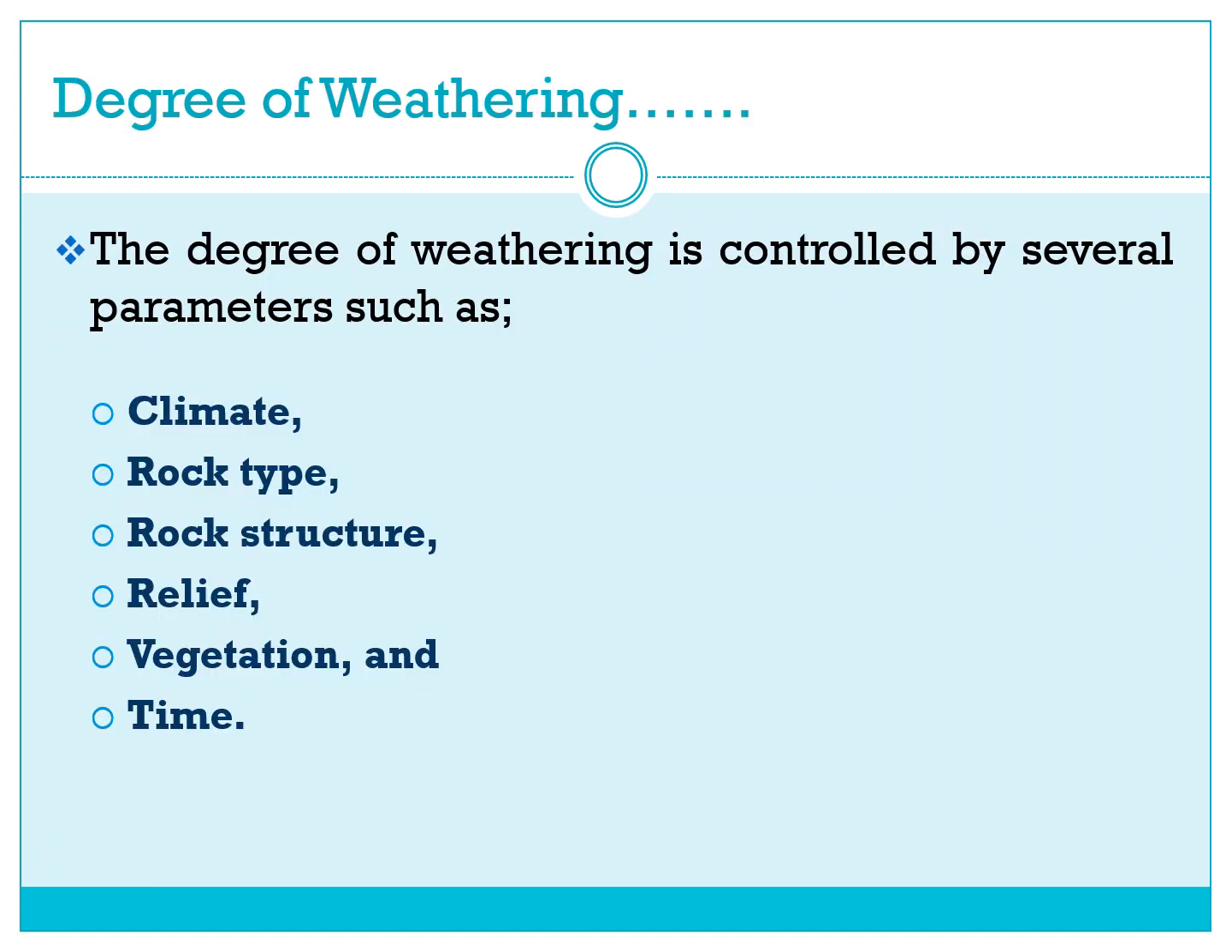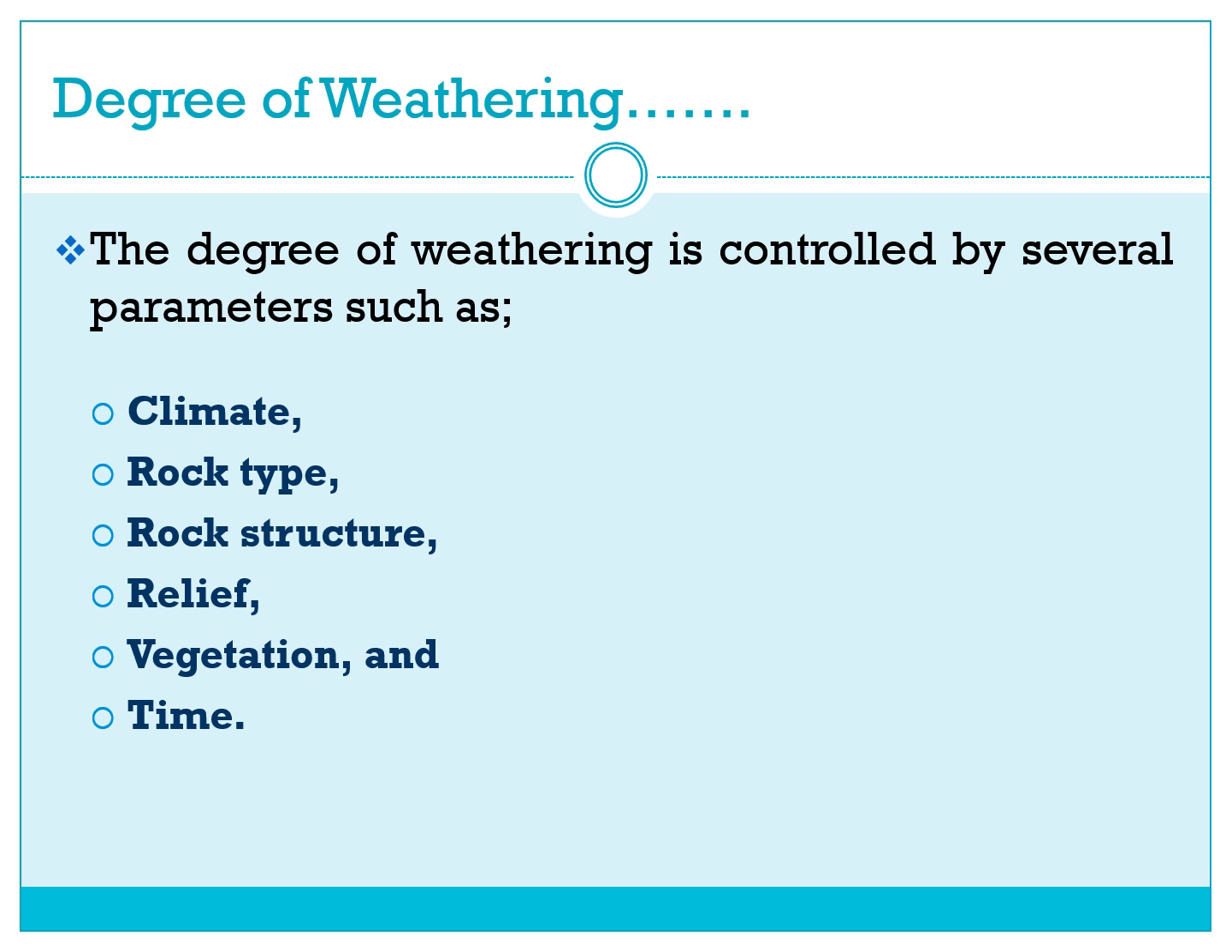Degree of weathering. The degree of weathering is controlled by several parameters. Climate: temperature, precipitation, and humidity are major factors. High temperatures and abundant rainfall generally accelerate the weathering process. Rock type: different rock types have varying degrees of resistance to weathering. Some rocks like granite are more resistant than others like limestone. Rock structure: the presence of joints, fractures and bedding planes in the rocks can provide pathways for water and other agents of weathering, increasing the rate of breakdown.